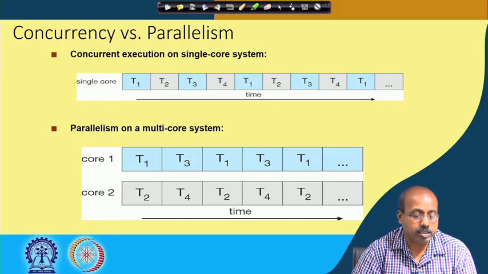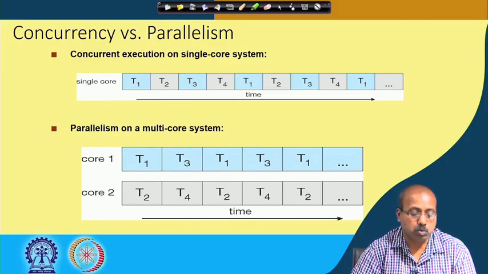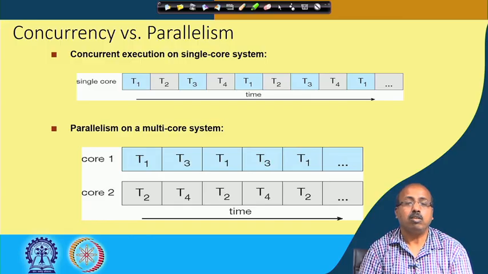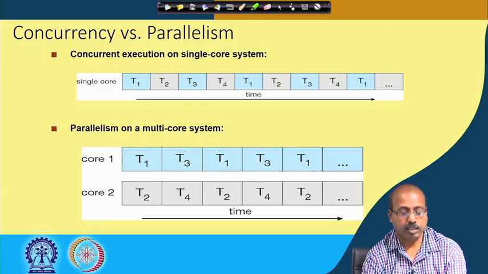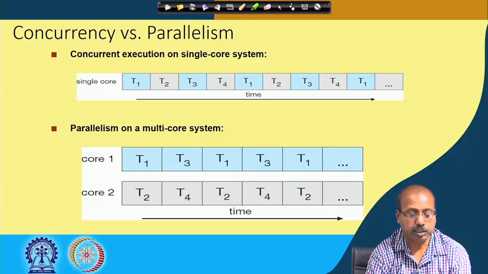On a multi core system, say we have 2 cores, core 1 and core 2. Now, the job of the scheduler is more complex. It has to decide not only which job to execute next, but onto which core. So, there are issues in this multi core scheduler design.